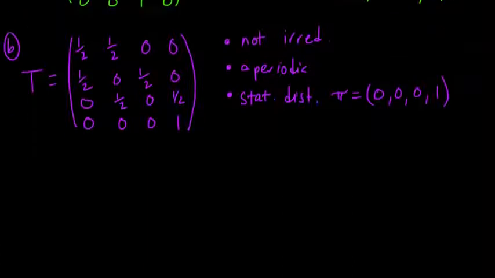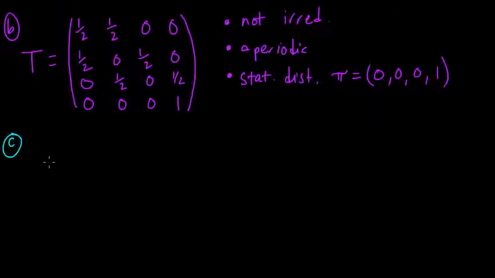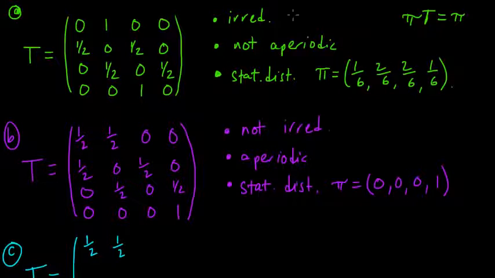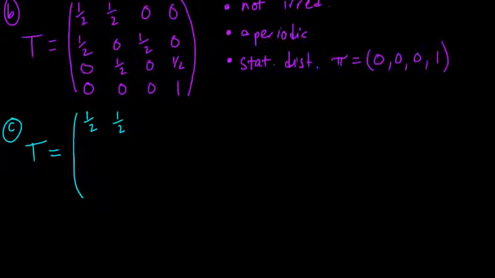And one more example on these 4 states. Let's do one more. So we saw an example here: irreducible, not aperiodic. And then this one was not irreducible, but it was aperiodic. And now we'll see something a little bit different.